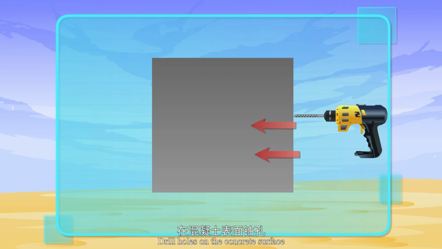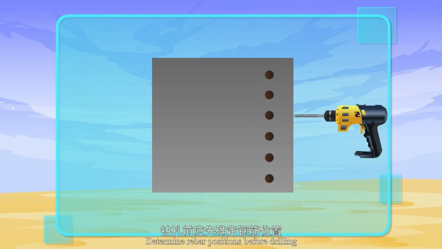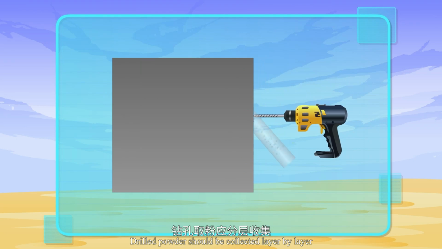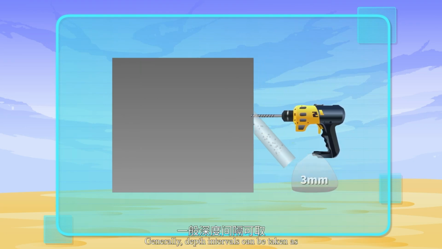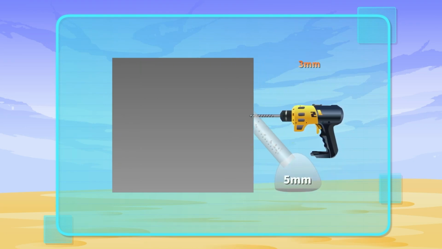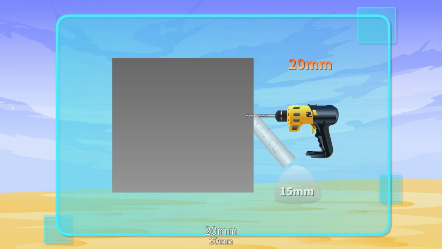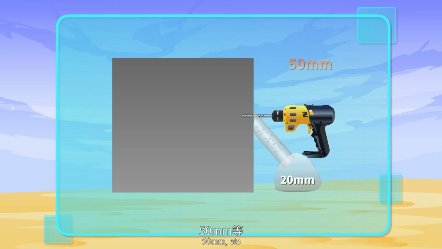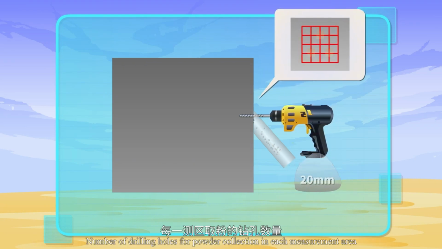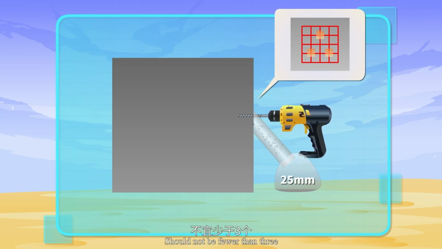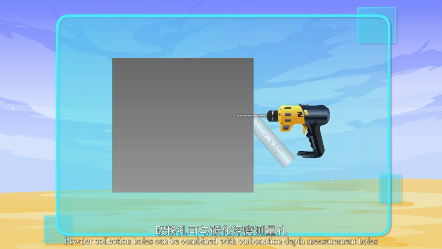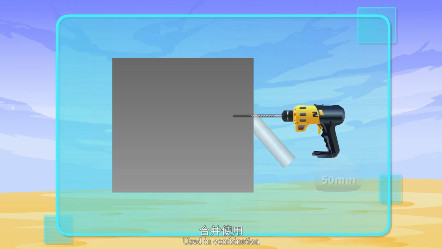Drill holes on the concrete surface. Determine rebar positions before drilling. Drilled powder should be collected layer by layer. Generally, depth intervals can be taken as 3 mm, 5 mm, 10 mm, 15 mm, 20 mm, 25 mm, 50 mm, etc. The number of drilling holes for powder collection in each measurement area should not be fewer than 3. Powder collection holes can be combined with carbonation depth measurement holes.